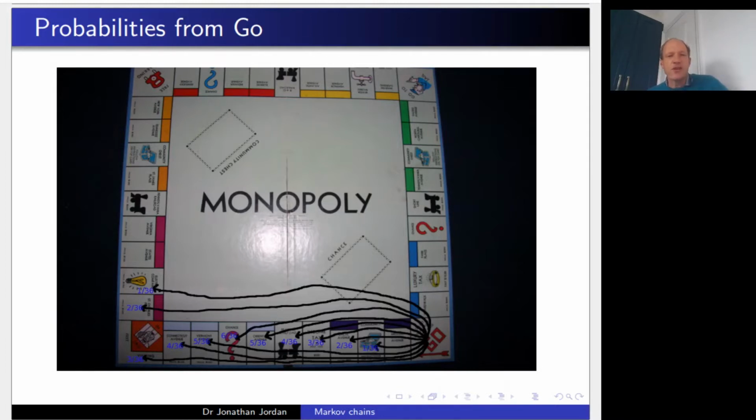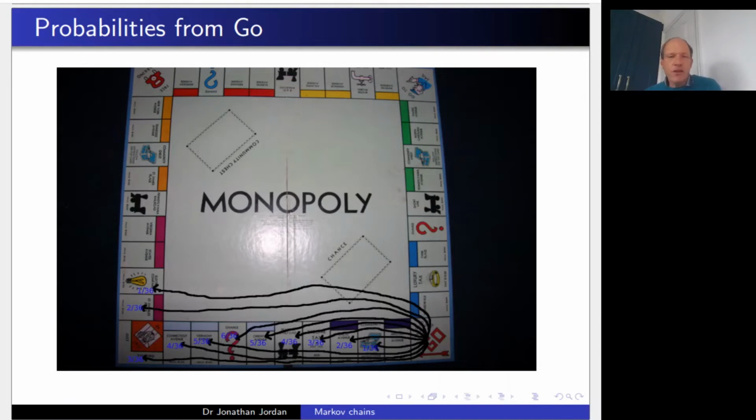And that would take us to the chance square, which is the purple question mark, a little bit left of the bottom centre there. If you look carefully, you can see that I've written some numbers on there, which are those probabilities, the probability of making each move starting from go. So this is what happens when we start from go.